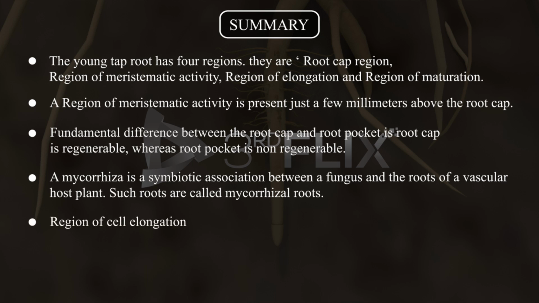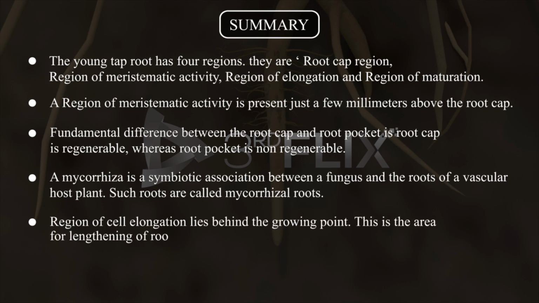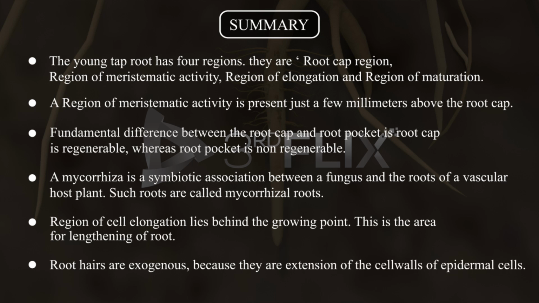Region of cell elongation lies behind the growing point. This is the area for lengthening of the root. Root hairs are exogenous because they are extensions of the cell walls of epidermal cells.